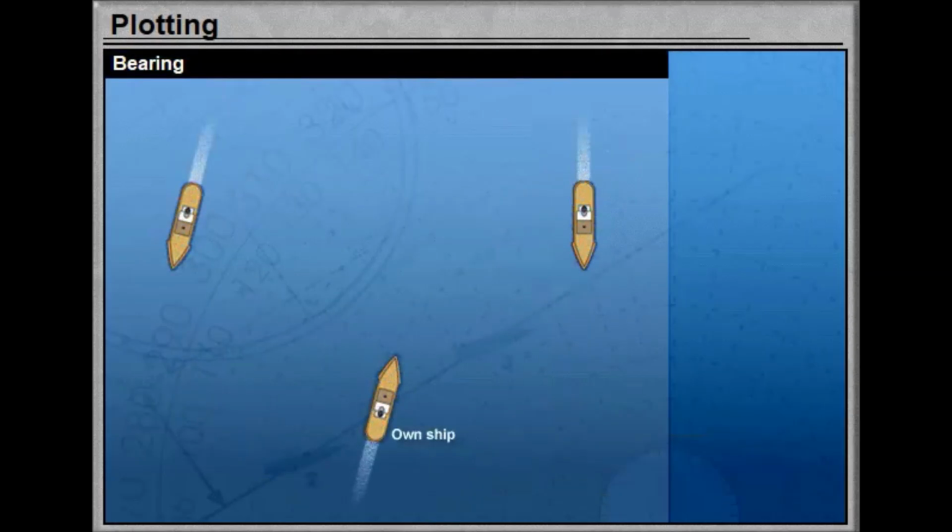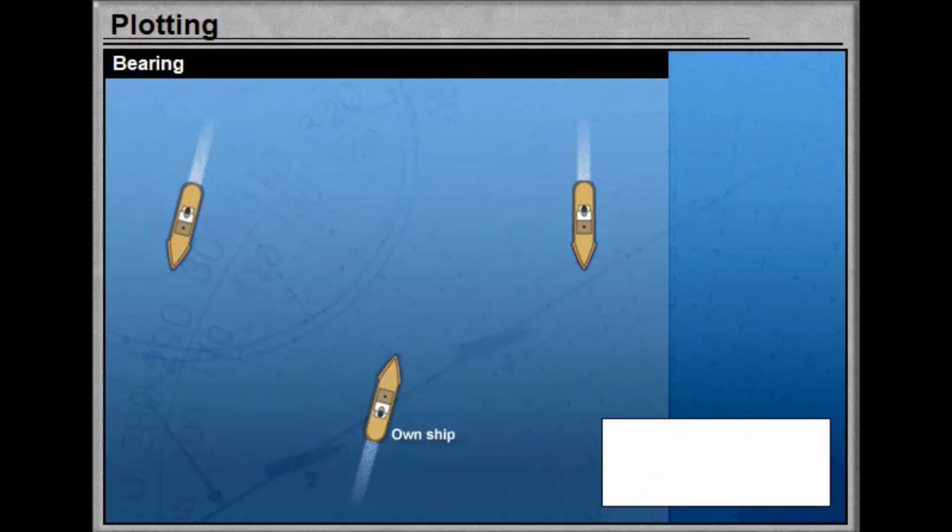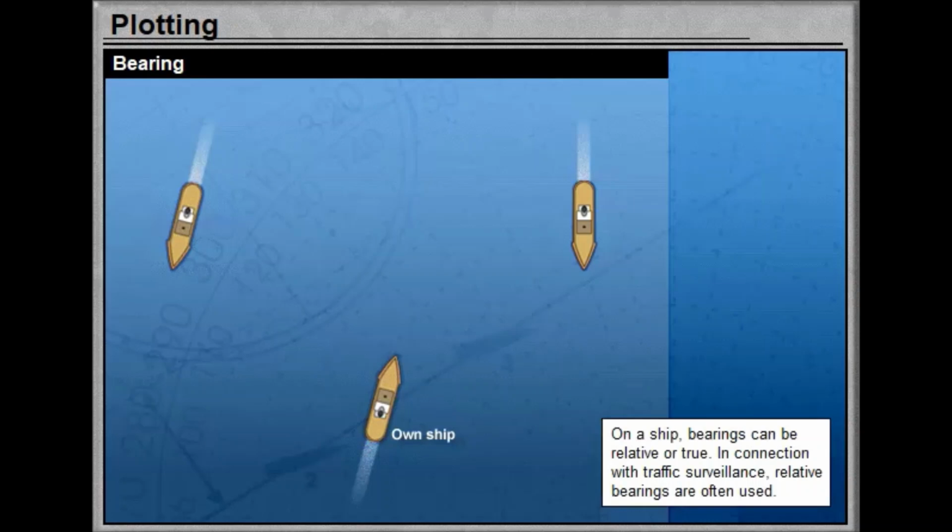The bearing is defined as the direction of one terrestrial point from another, expressed as an angular distance from north. On a ship, bearings can be relative or true. In connection with traffic surveillance, relative bearings are often used.